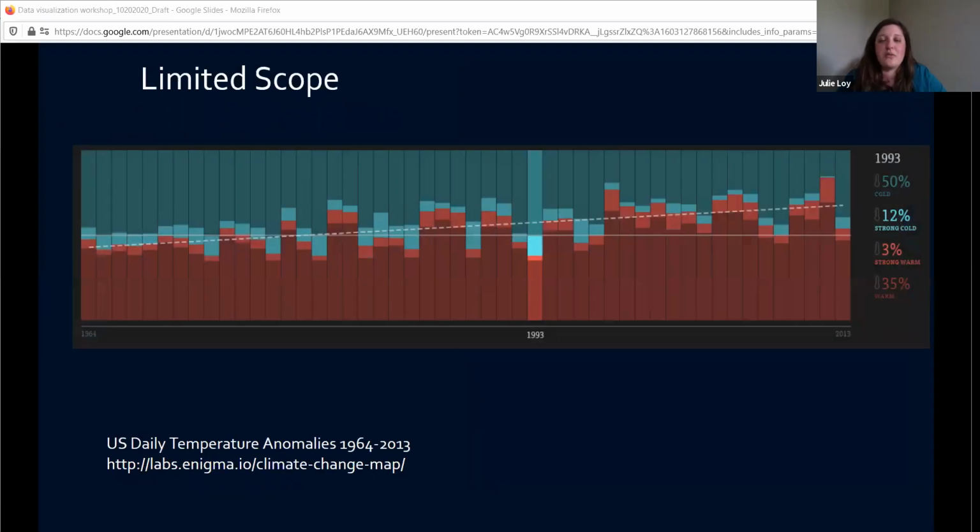Okay, so limited scope right here. I think they were looking at daily temperatures from 1964 to 2013. And clearly they've highlighted 1993 because I guess 1993 was a very cold year, but it's kind of limiting. You're not looking at the whole thing, you're just highlighting 1993, not taking into account all the other years.